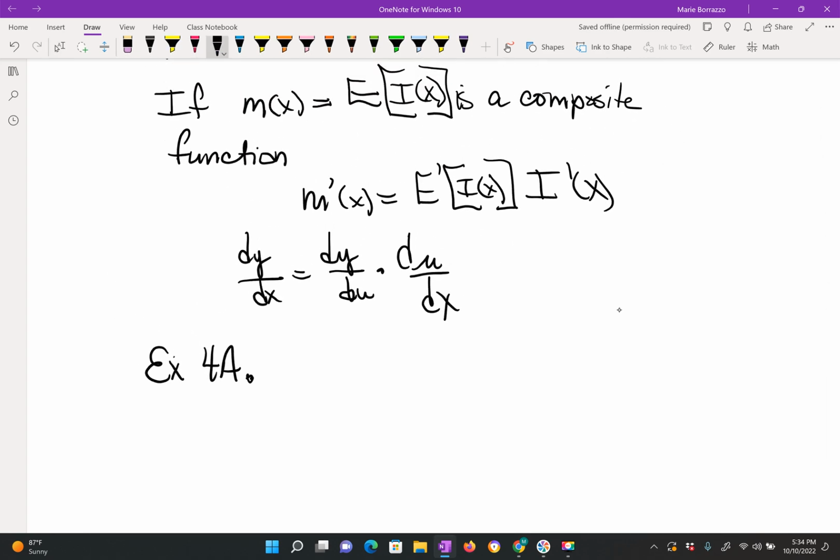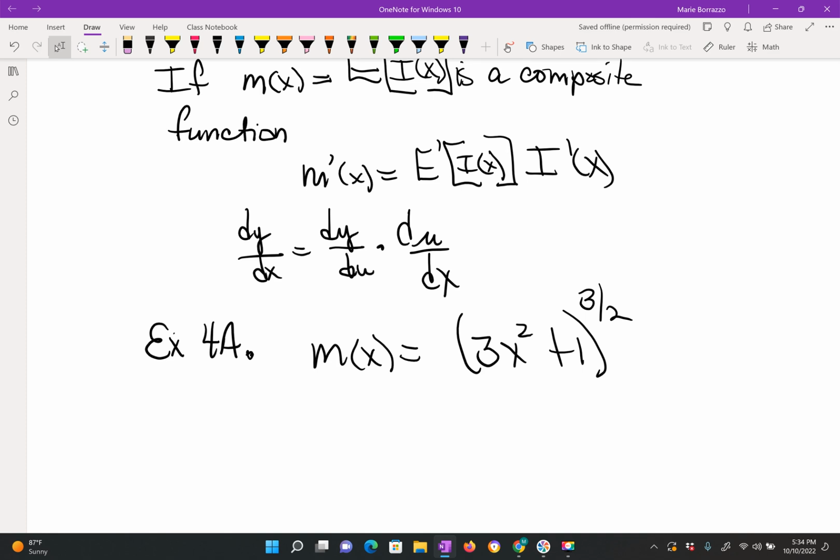So in 4a, they're giving us that function m of x is equal to 3x squared plus 1 raised to the 3 over 2. So we'll do one at a time. There's 3 examples. We'll do one each. So you're gonna start with, if I do e prime of u, we're gonna say that this is equal to 3 over 2, and we're gonna call this u, and we're gonna raise this, because remember it's minus 1, right? So minus 3 over 3. So this will become positive 1/2.